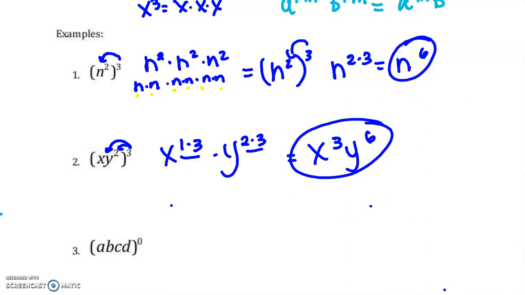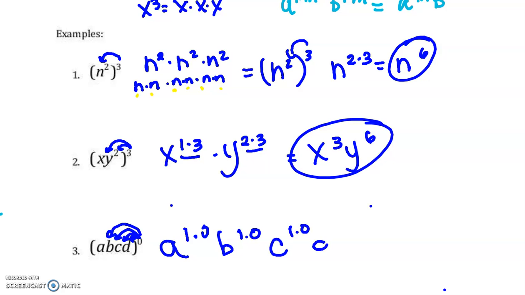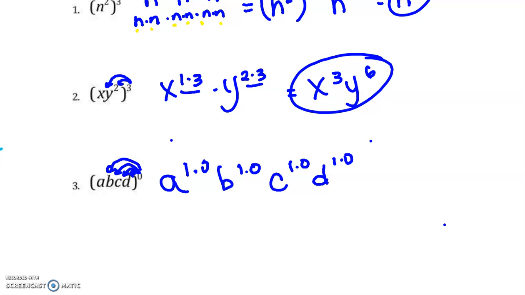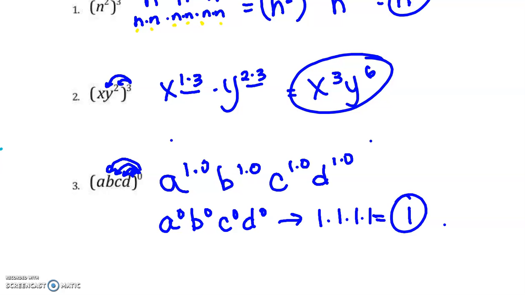And here's my favorite one again. But we can distribute this 0 in to everything in here. You have a to the 1 times 0, b to the 1 times 0, c to the 1 times 0, d to the 1 times 0. And anything times 0 is 0. So a to the 0, b to the 0, c to the 0, d to the 0. What is anything to the 0 power? Well, it's 1. 1 times 1 times 1 times 1 equals 1. And that's your answer for that one.